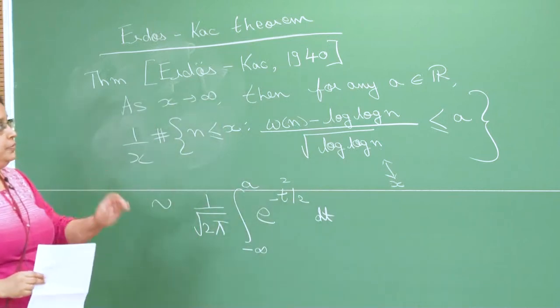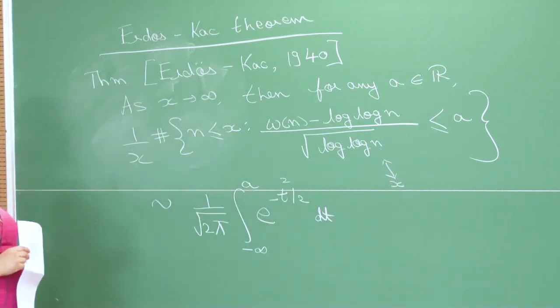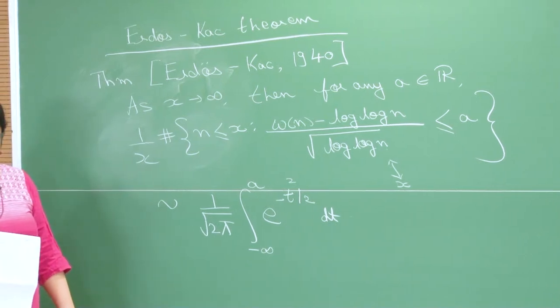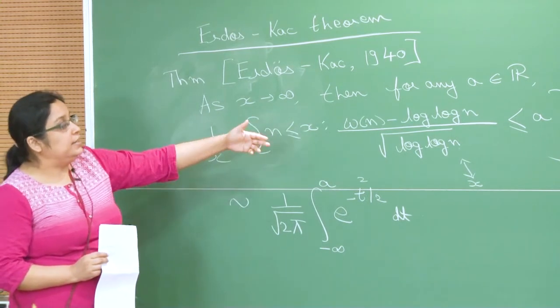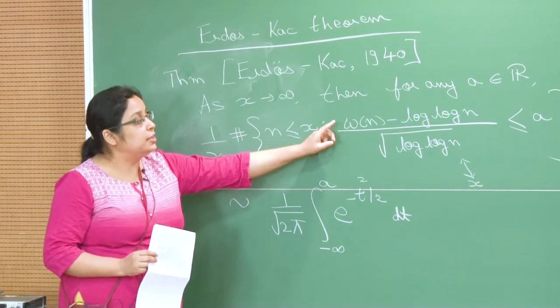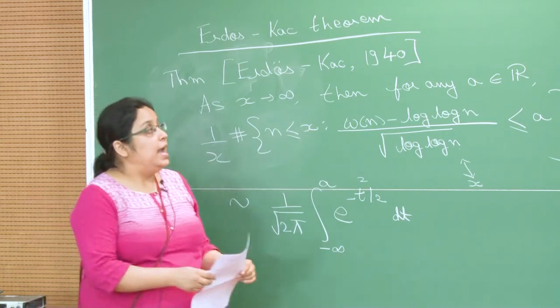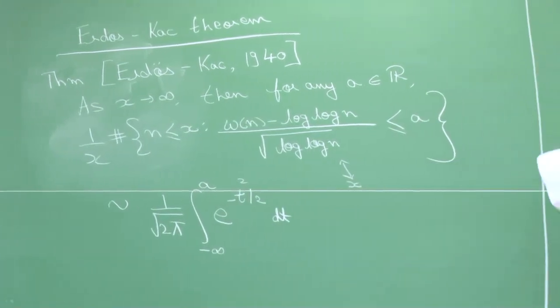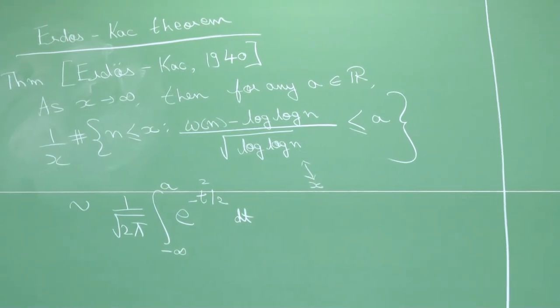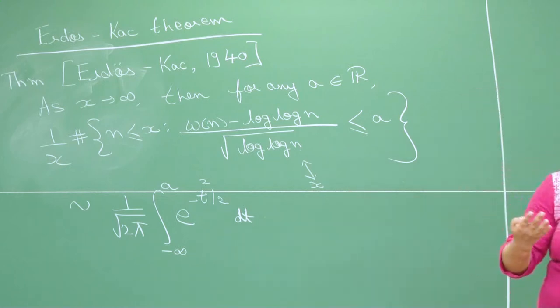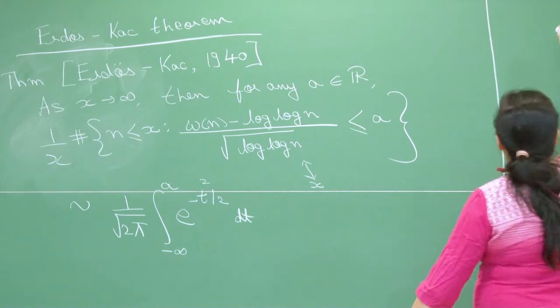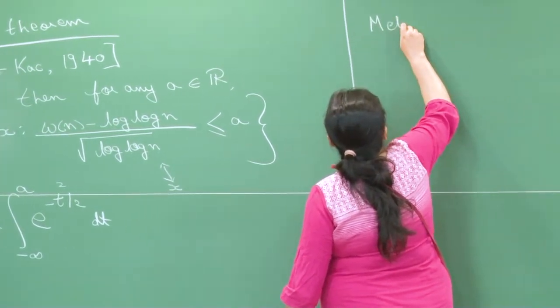Okay, now as we have discussed before, the Gaussian distribution is determined by its moments. So in order to prove this theorem, you can actually evaluate asymptotics of the moments of this quantity. And this goes back to a theorem of Turan, with the help of which one proves the Hardy-Ramanujan theorem, as I discussed in our previous classes. So we use the method of moments.